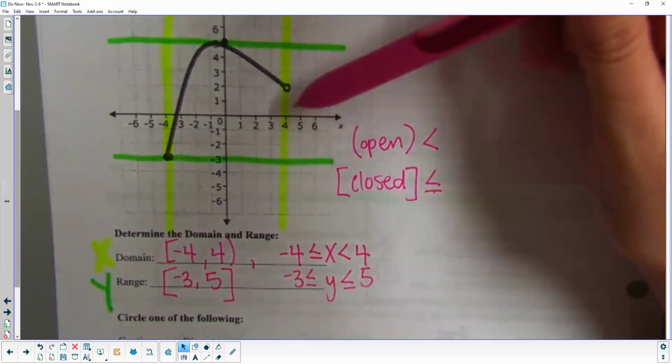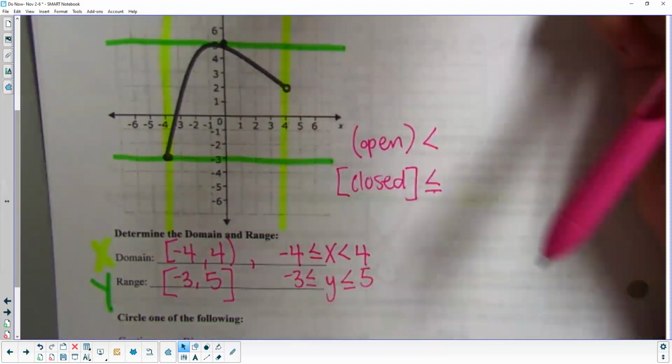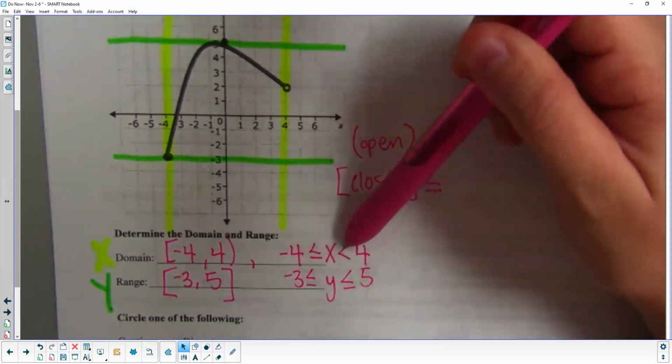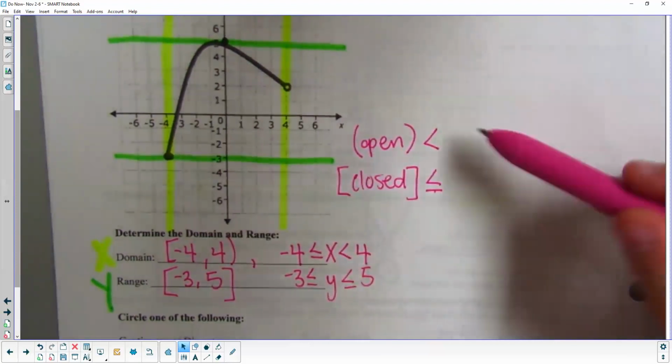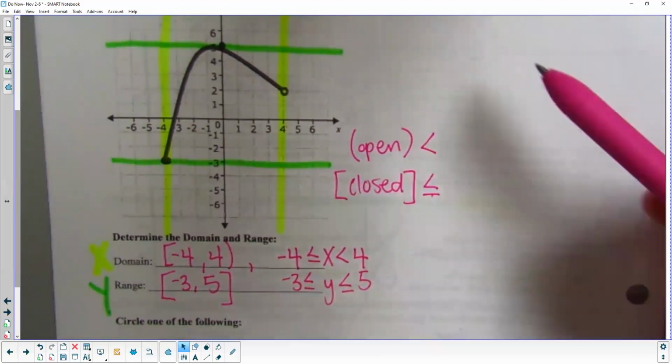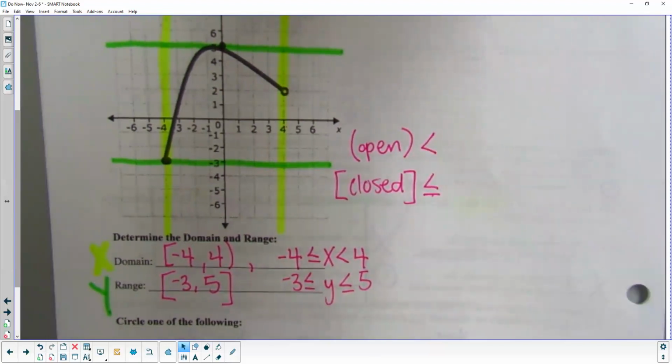The only thing you've got to really worry about here is the open dots. Open dots are going to be parentheses, and you're going to have less than. It'll never be greater than or equal to here. It's always going to be less than or equal to.